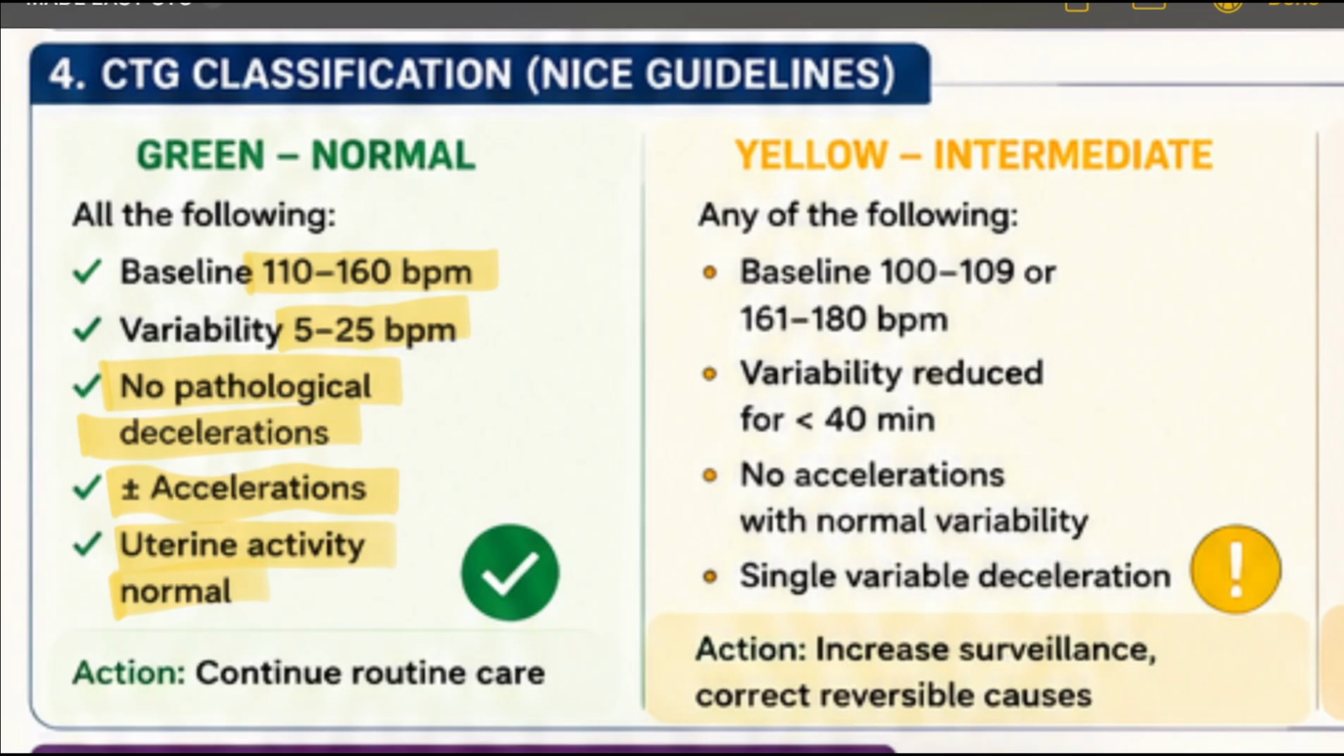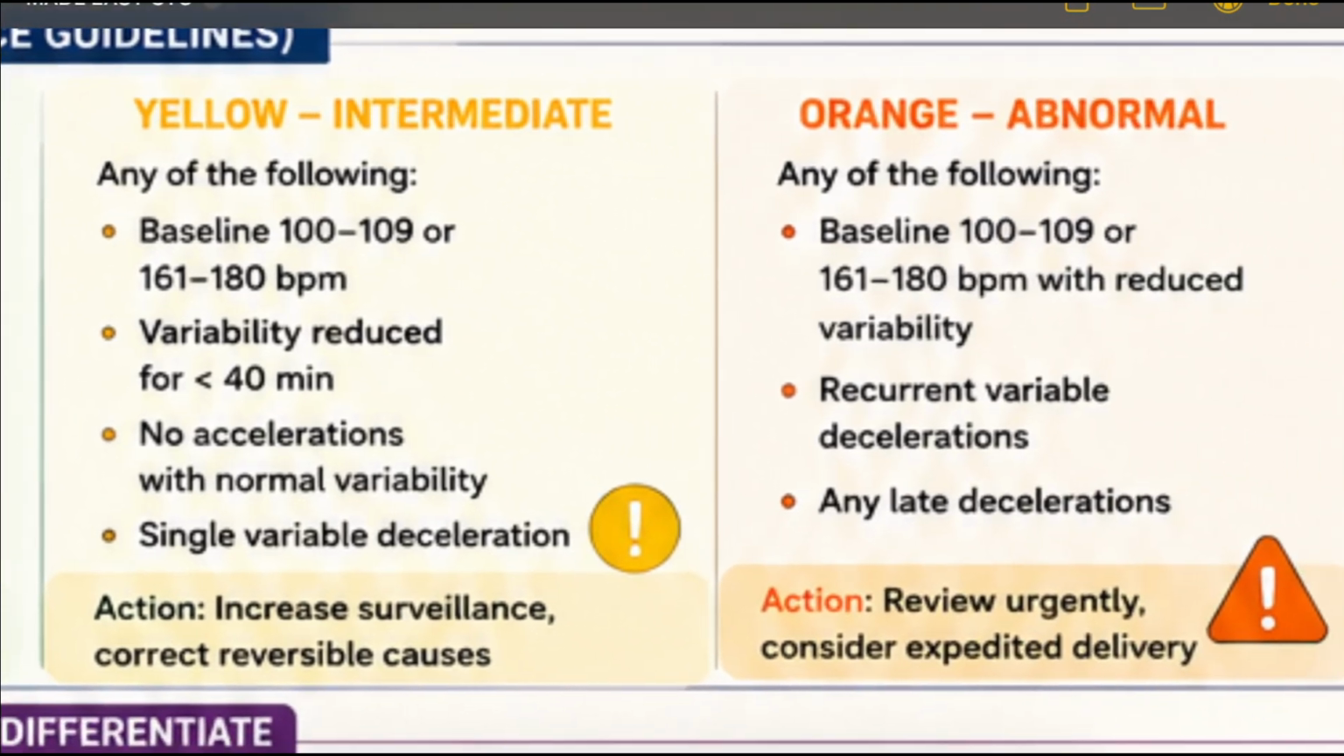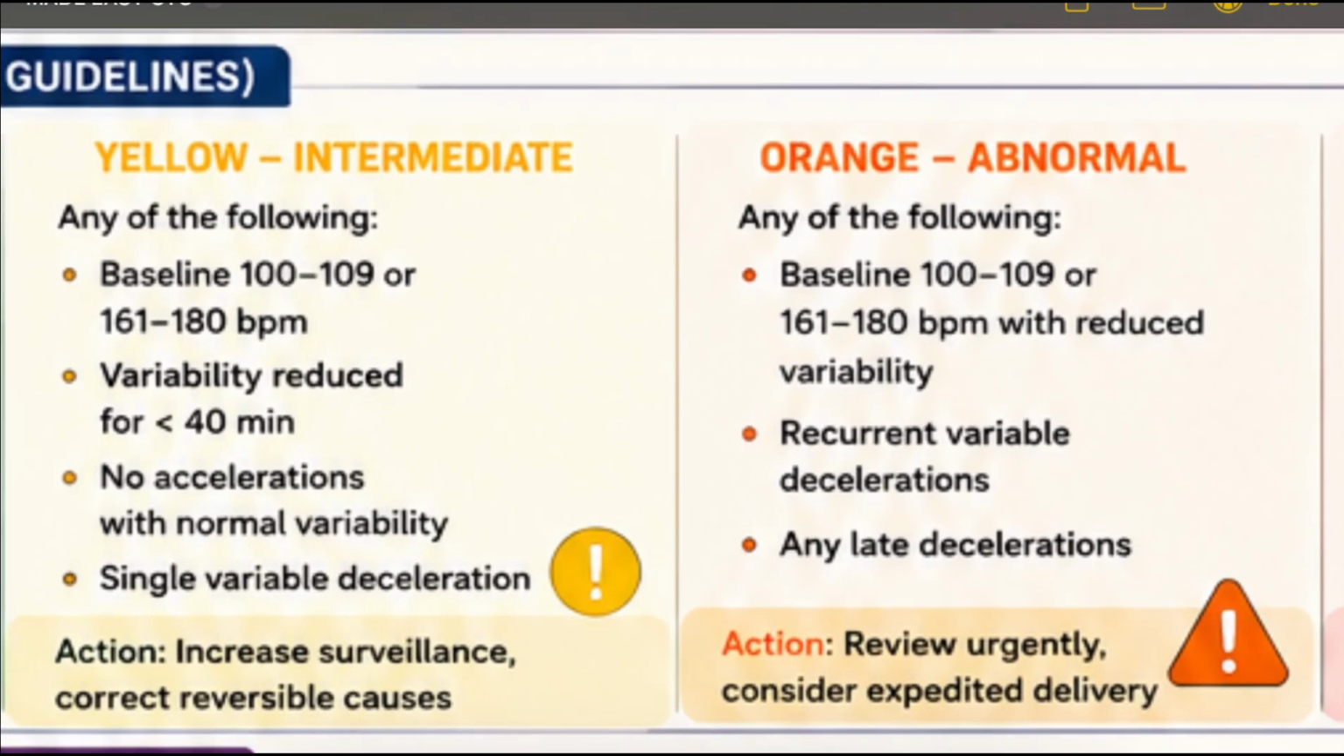So next we can see here, that is yellow, which means intermediate. If you are seeing one suspicious feature, we have to observe closely, and we can correct this thing as it is reversible. What are the things we can see in intermediate CTG? We have a total of 3 categories. So this is category 1. In category 1, we can see the baseline will be 100 to 110 or 161 to 180 beats per minute.